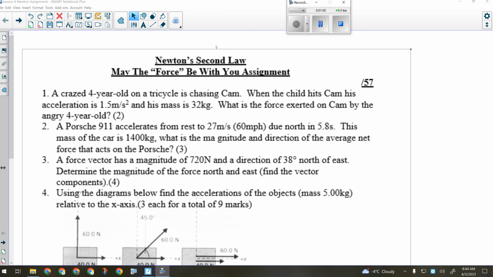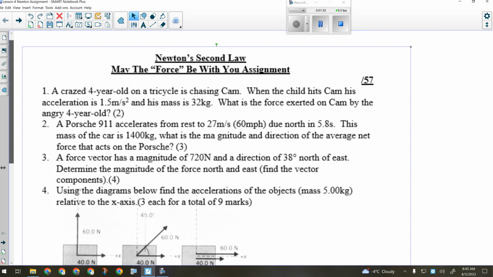Question number 1, don't overthink it. And also, for all of the questions, pay attention to vectors. Make sure your answers have a vector on them. For question number 2, again, don't overthink that one. You've got some velocity and time information there, and you need to find the average net force. Again, it's not a terribly complex question, so don't overthink it.